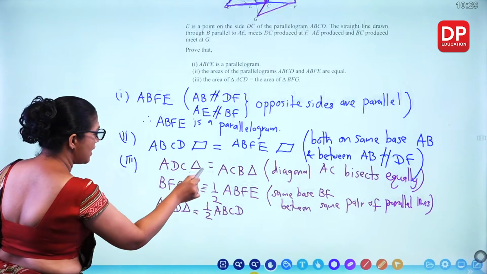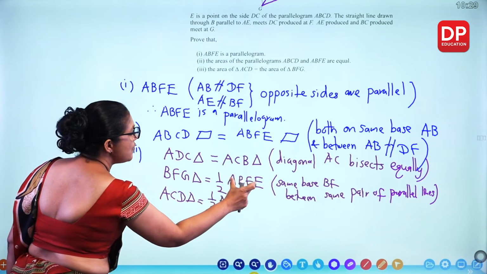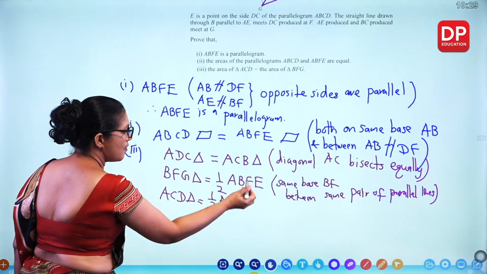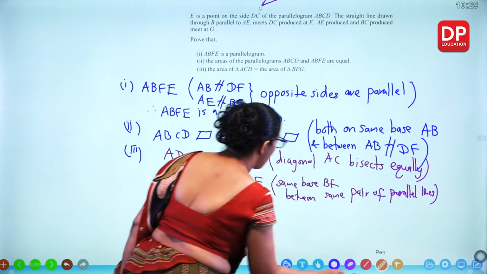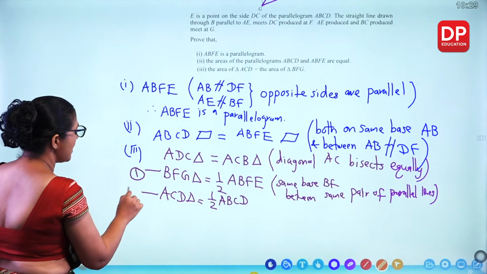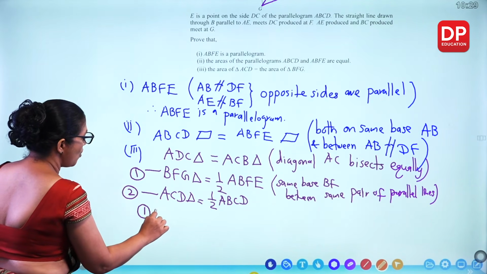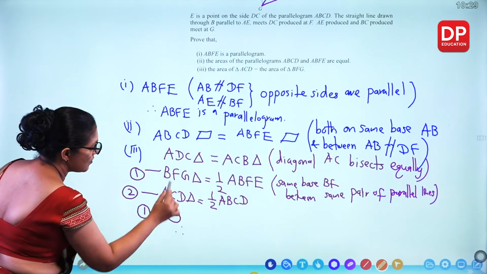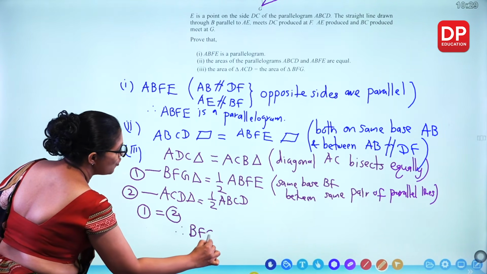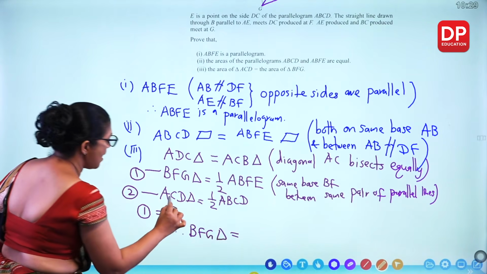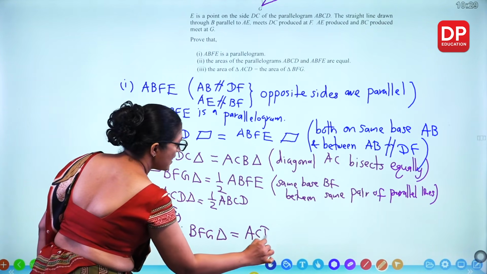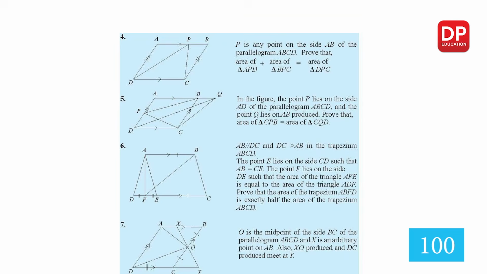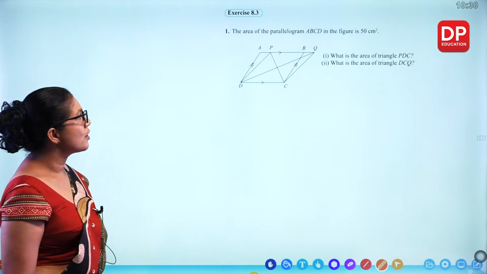Then by looking at these two, we know this is equal to this one from previous part. So when right hand side is equal, what happens to the left hand side? From 1 and 2, 1 equal to 2. These two sides are equal. Then straight away we can say BFG triangle area is same as ACD triangle. Now we'll look at exercise 8.3 in your textbook.